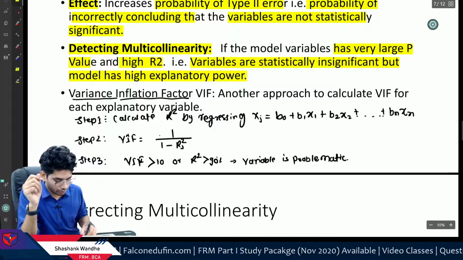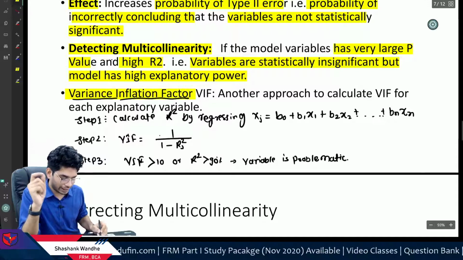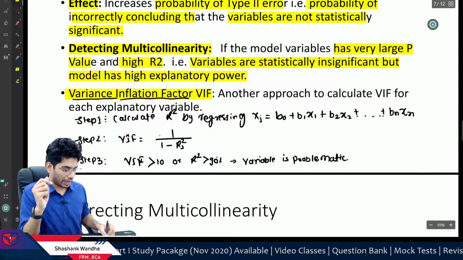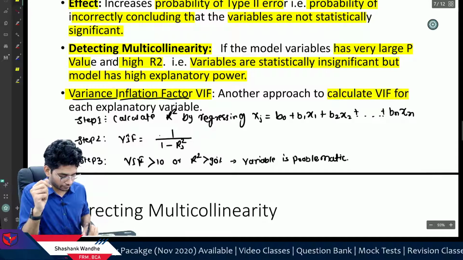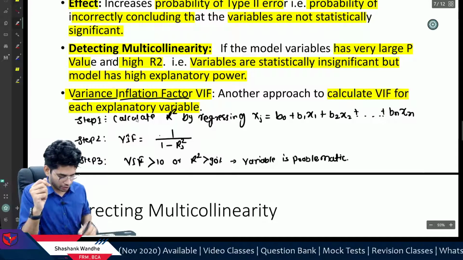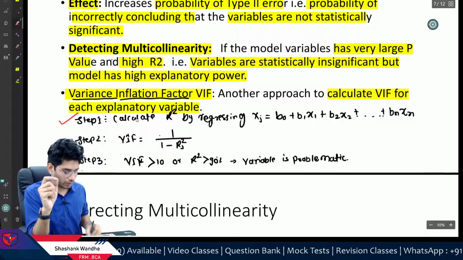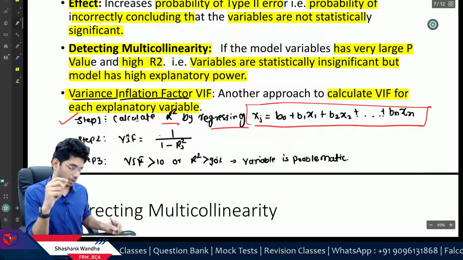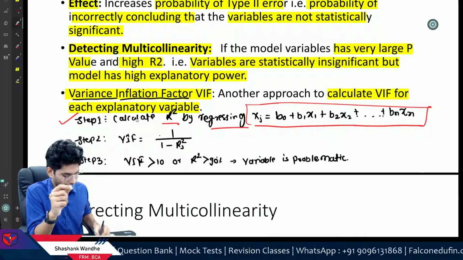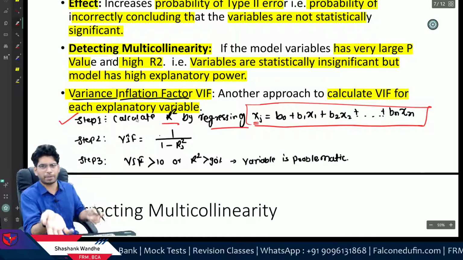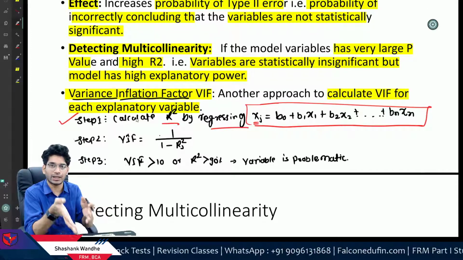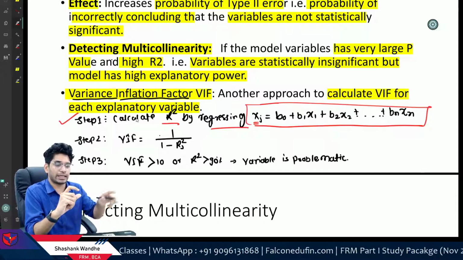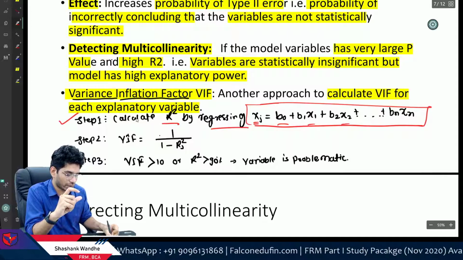There is one more way to detect multicollinearity, which is the variance inflation factor, VIF. How to do the calculation? There are steps for calculating the VIF for an explanatory variable, and you are supposed to remember these steps. Step 1 is to calculate R square by regressing your independent variable in question. Here we take xj, or in our previous example we took x3. So x3 is our variable in question, and we will regress it on the other variables x1, x2 and so on.